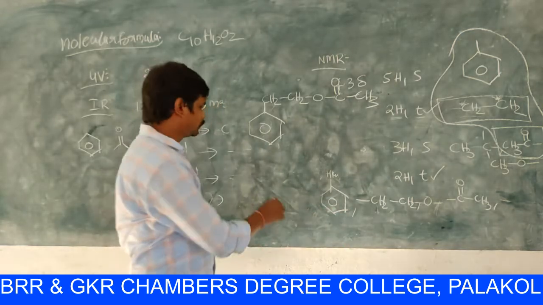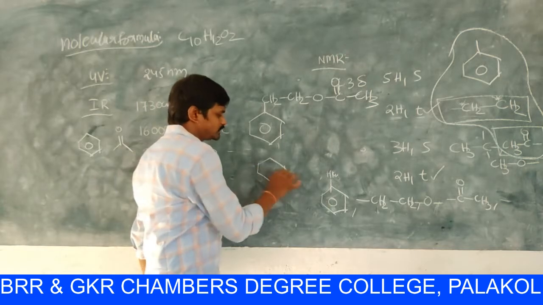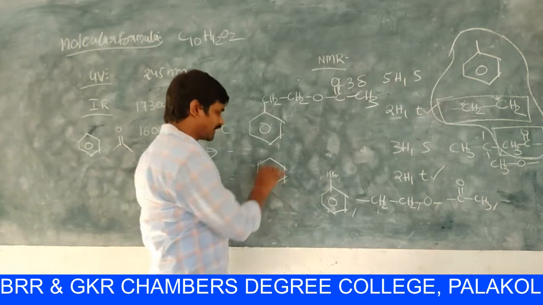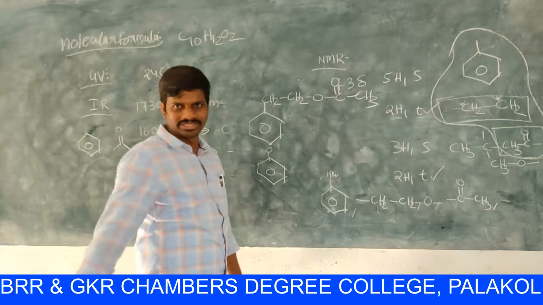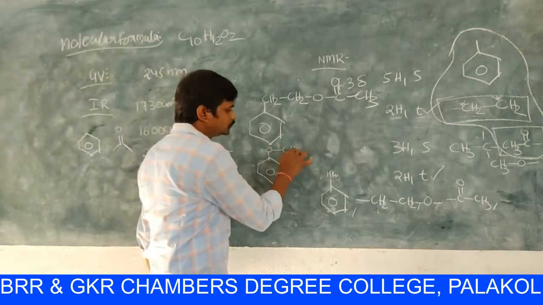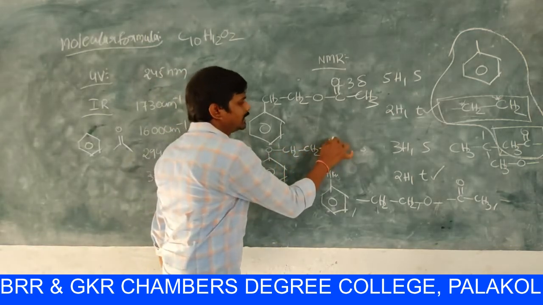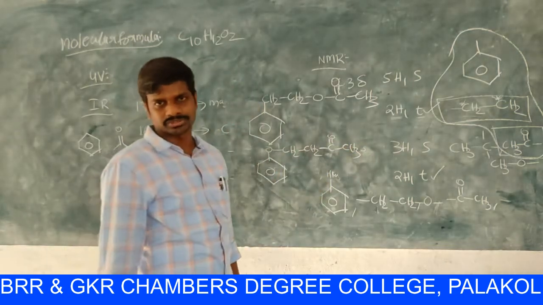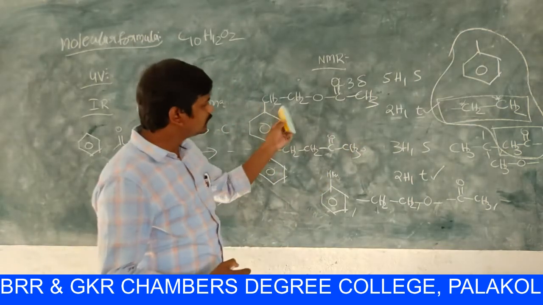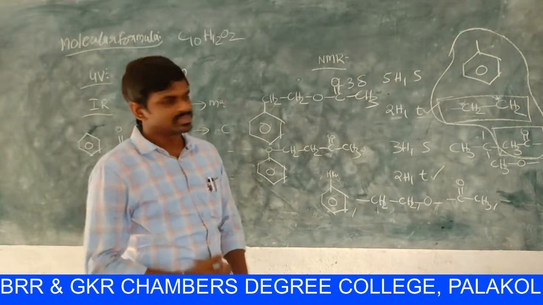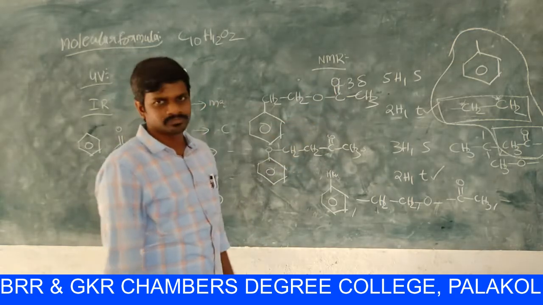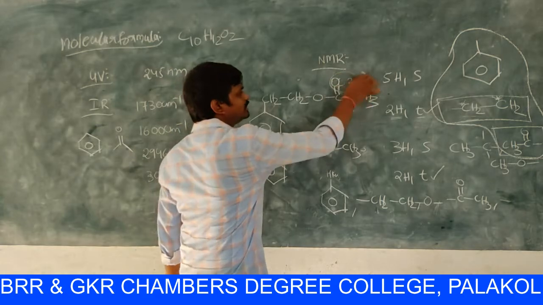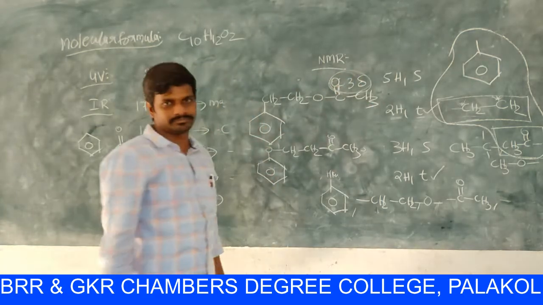So we can also write another structure based on these moieties. For example, if the oxygen is attached to the benzene ring and CH2, C double bond O, CH3, maybe this is also a structure. But by observing the chemical shift values of the benzene ring, here the chemical shift value of the benzene ring is 7.3 delta.